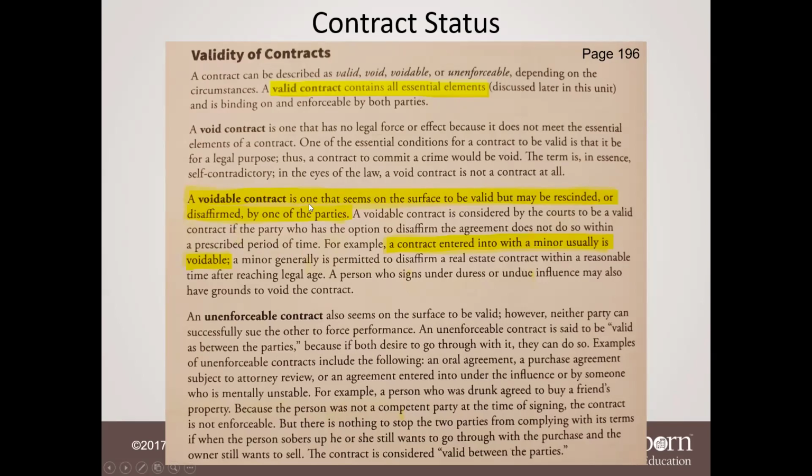A voidable contract is one that seems on the surface to be valid, but can be canceled or rescinded by one of the parties. We'll give you some examples on the next page, but like a contract with a minor, right? A contract entered into with a minor is usually voidable. That's why I got that highlighted.